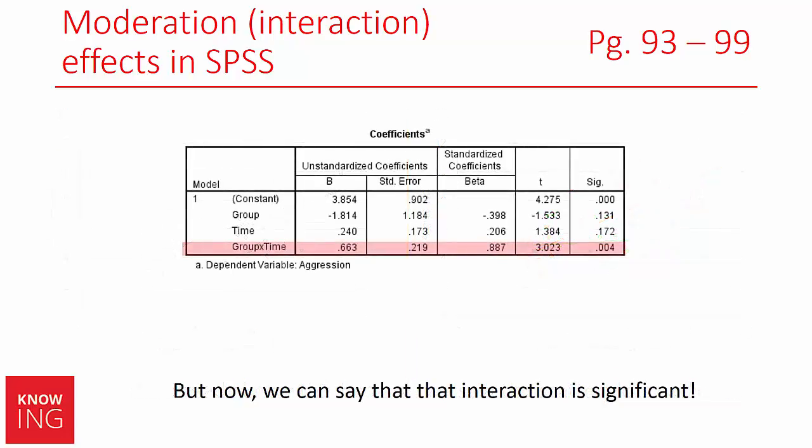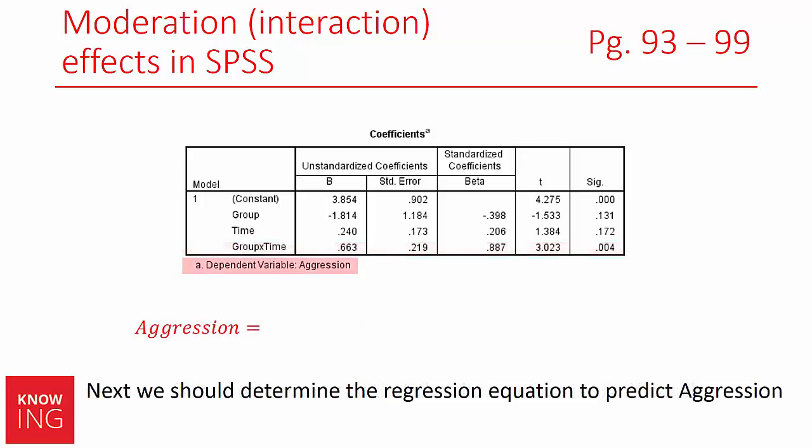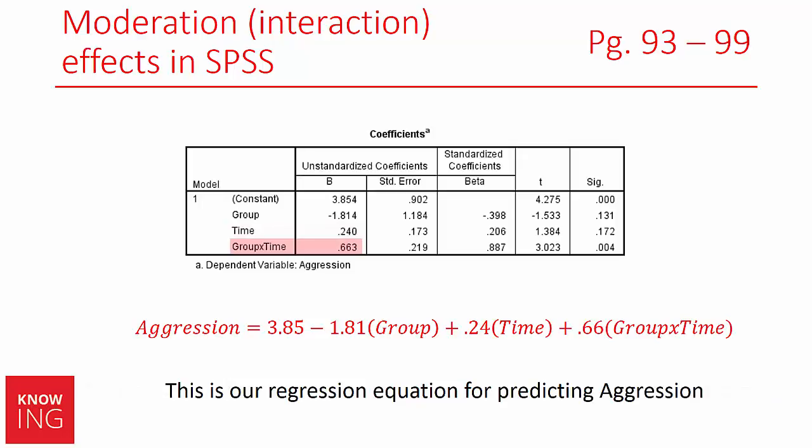But now we actually can say it's significant because we have the p-value as well. Now the next thing we can do is determine the regression equation to predict aggression. To begin, this is our constant, 3.85 to 2 decimal places. The beta value is minus 1.81 times group, plus 0.24 multiplied by time, plus 0.66 multiplied by our moderator group times time. This is our regression equation for predicting aggression.